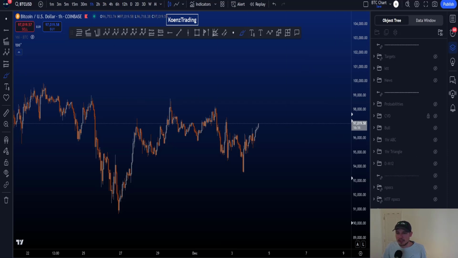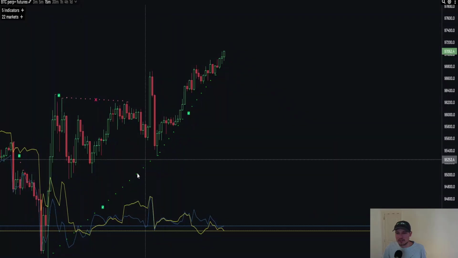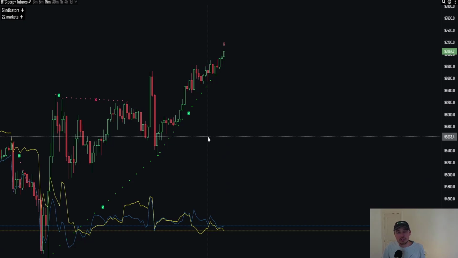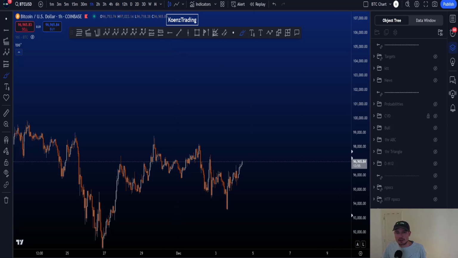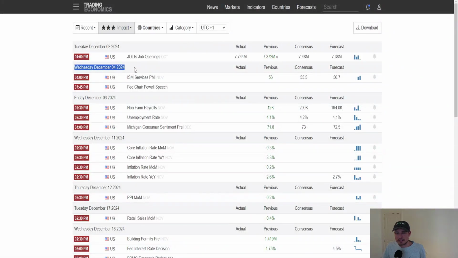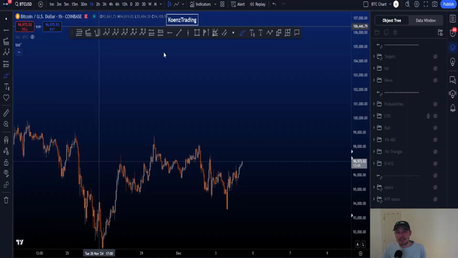If we then look at the CVD divergences, then the price since the low was made has been moving to the upside, supported by bullish CVD divergences, which is also what we like to see. If we then look at the news, then we do have some news today, Wednesday, December 4th, at 4 p.m. and 7:45 p.m. Central European time. So make sure you trade safe, as it can increase the volatility on the chart.